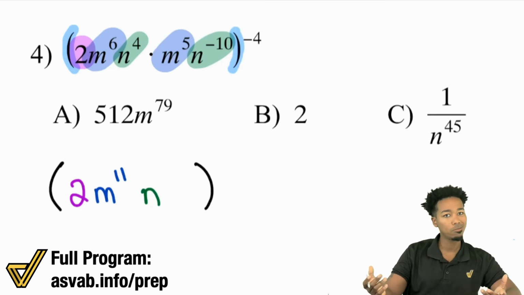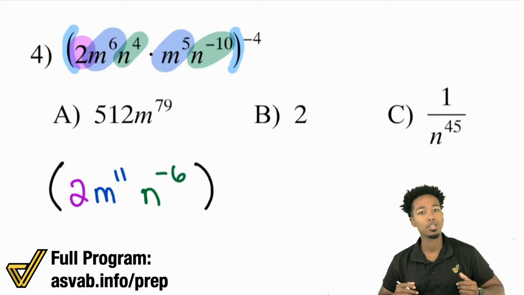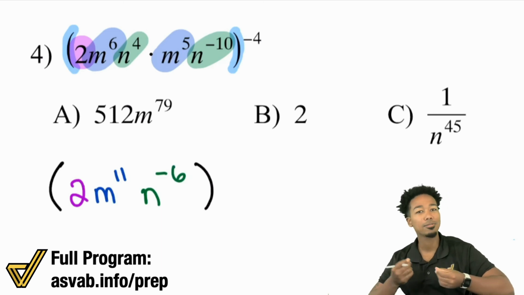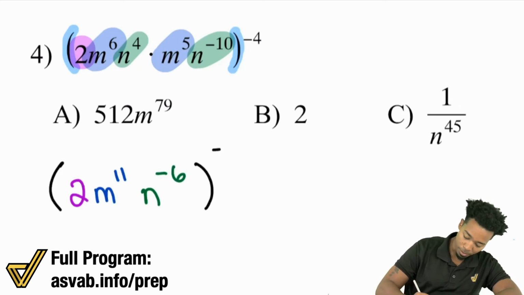4 minus 10 is what? Well, 10 minus 4 is 6. So 4 minus 10 is negative 6. You have to be strong with your arithmetic here because, again, it's going to keep applying itself little by little throughout every problem. And so we still have that exponent of negative 4.